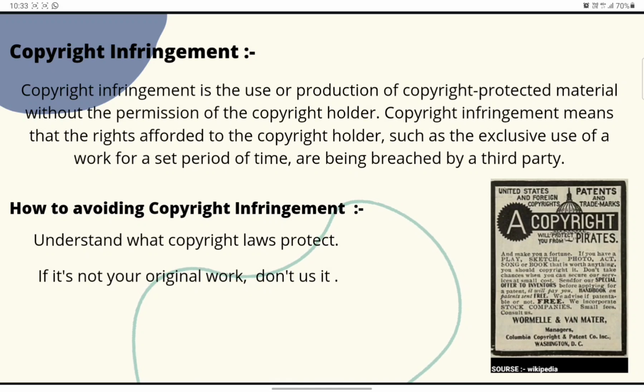Copyright infringement. Copyright infringement is the use or reproduction of copyright protected material without the permission of the copyright holder. Copyright infringement means that the rights afforded to the copyright holder, such as exclusive use of work for a set period of time, are being breached by a third party. How to avoid copyright infringement? Understand what copyright laws protect. If it is not your original work, don't use it.